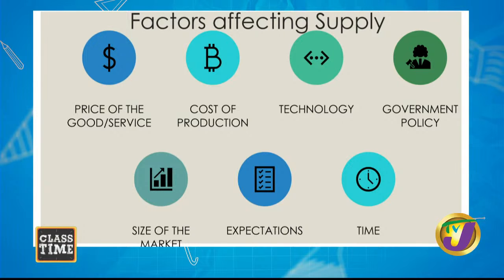So, let's look at size of the market. If there's an increase in supply, you have a wide variety of persons supplying an item, that means there's a large supply over time that will be present within the market space. So the size of the market would actually impact the amount of supply at any given time.